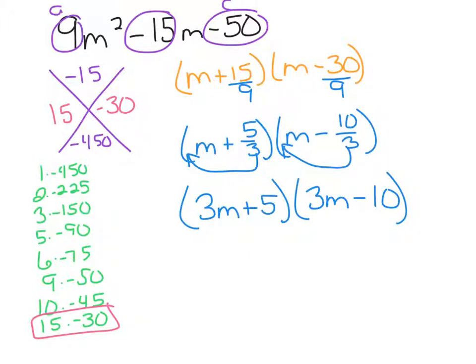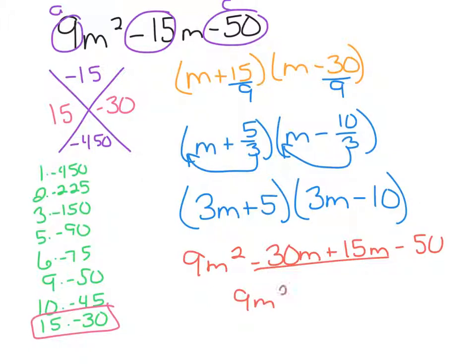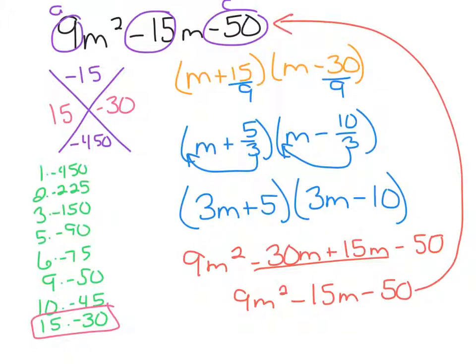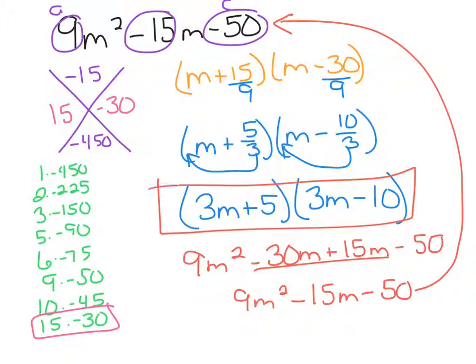Now let's FOIL to check. First, 9m squared, outer, negative 30m, inner, plus 15m, and the last, minus 50. Then combine the two middle. You get minus 15m minus 50, which is what we were looking for. And that is your correct answer.